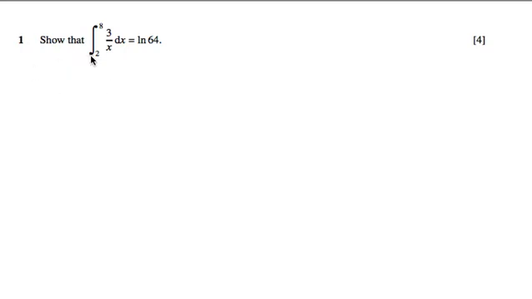Okay, question one is an integration question. It wants us to integrate 3 over x. And it tells us the answer. So even if we do this completely wrong, we've got a good indication of the fact that there's going to be an ln involved, which obviously there is because we've got something over x.